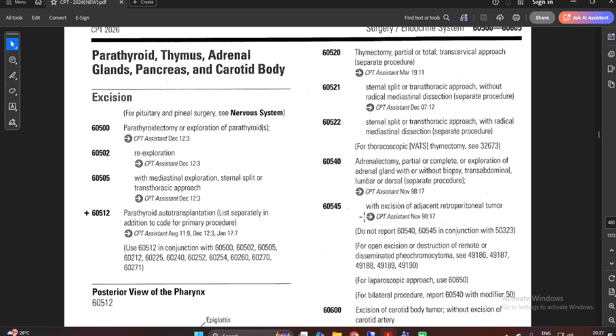Thank you. So next, 60520. Thymectomy, partial or total, transcervical approach. 60521. Thymectomy, partial or total, sternal split or transthoracic approach without radical mediastinal dissection. This is also sternal split or transthoracic with radical mediastinal dissection. So this is without radical mediastinal dissection. This is with radical mediastinal dissection. Here also basically based on the keywords only you need to code. So here the patient will not have lymph glands removed. In 60522 the patient will have the lymph glands removed along with thymectomy.